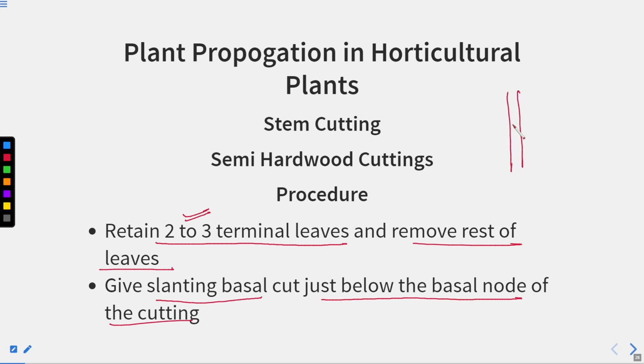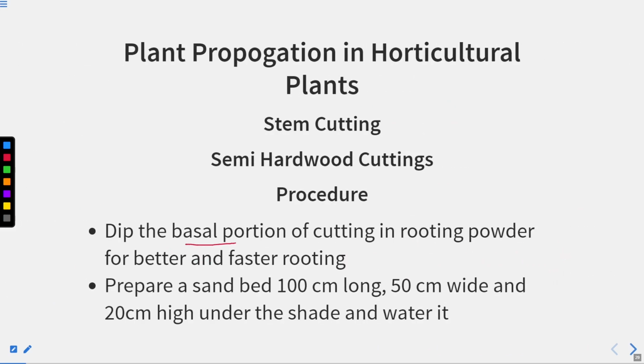Make sure that if the stem has a nodal region, you cut from the internode region. This part must be removed, and now you have this stem which has the nodal region at this particular point, right? So dip the basal portion of the cutting in rooting powder for better and faster rooting.